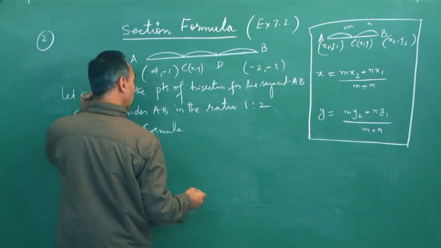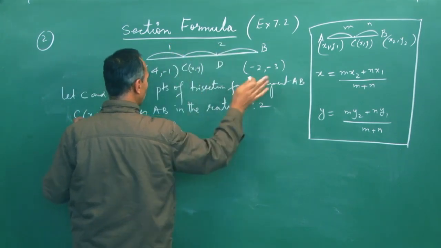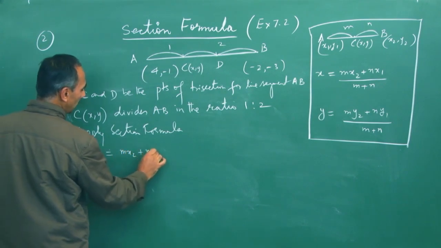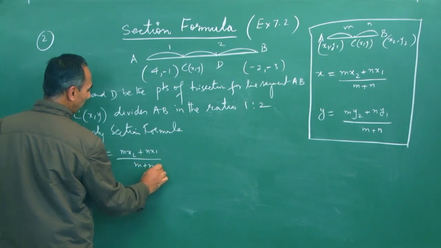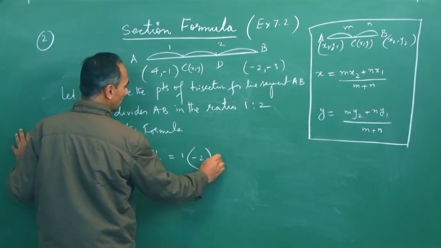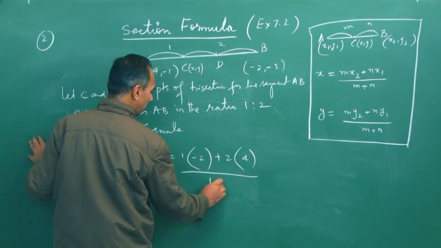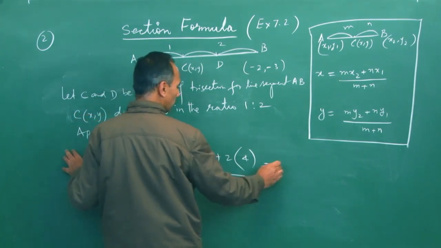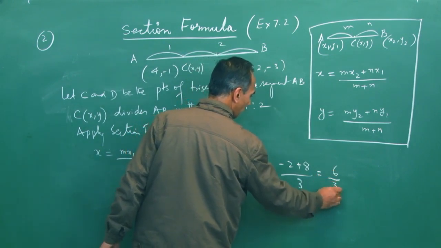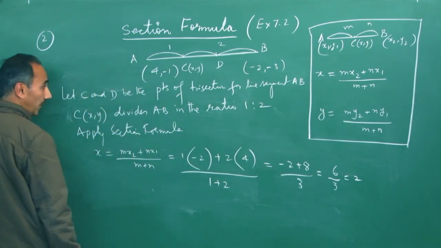I think you can do it because this is 1 unit, these are 2 units, this is your M, this is your N, this is X1, Y1 and so on. That means X will be mx2 plus nx1 divided by m plus n. M is 1 into x2 is -2 plus n is 2 into x1 is 4 whole upon m plus n. So on simplification, this is -2 plus 8 upon 3. 8 minus 2 is 6 upon 3, that is 2. So the value of x is 2.